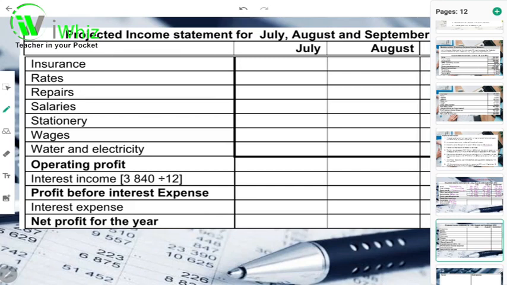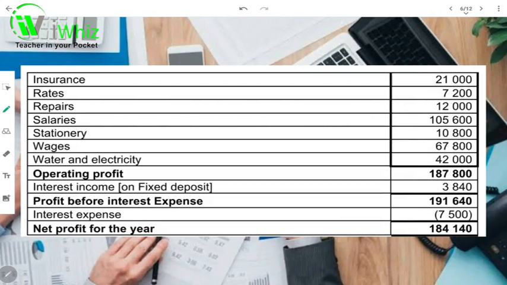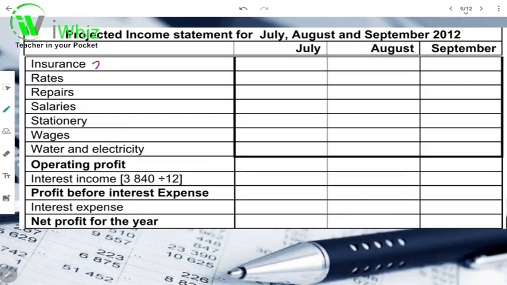Let's look at insurance. Insurance was for the value of 21,000 Rand. Rates, 7,200 Rand. Repairs, 12,000 Rand. 21,000 Rand. 7,200 Rand. 12,000 Rand.